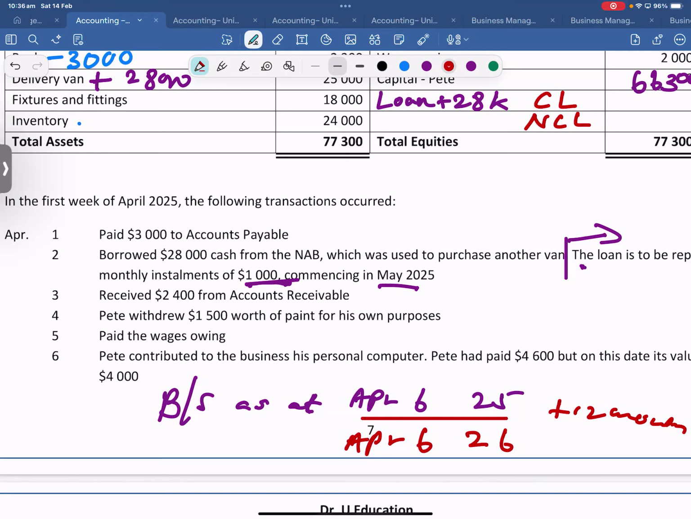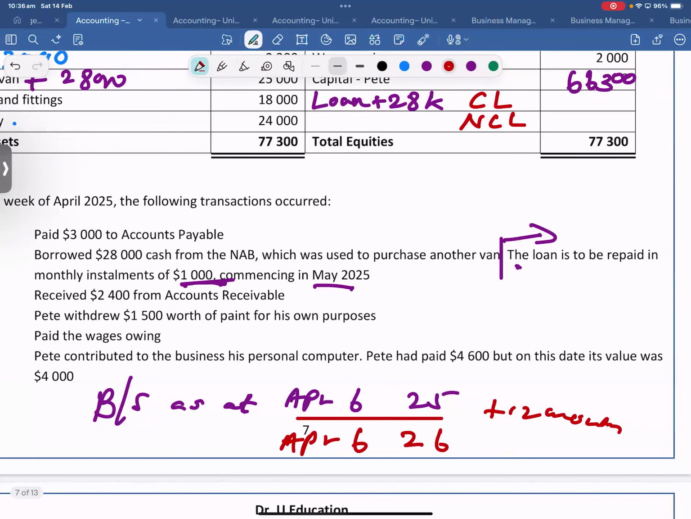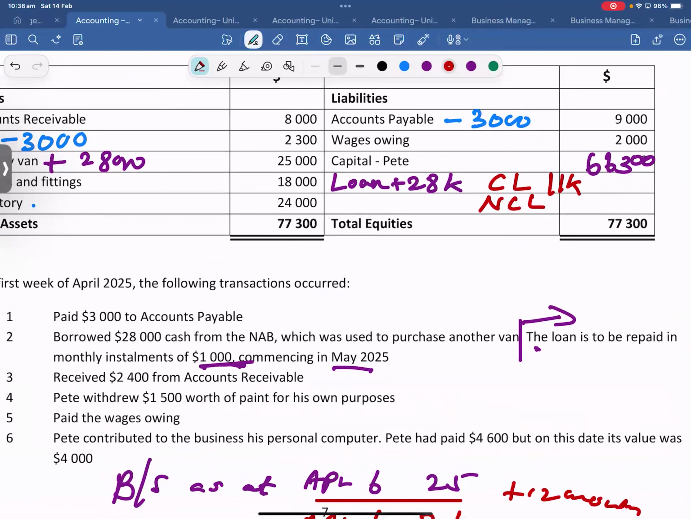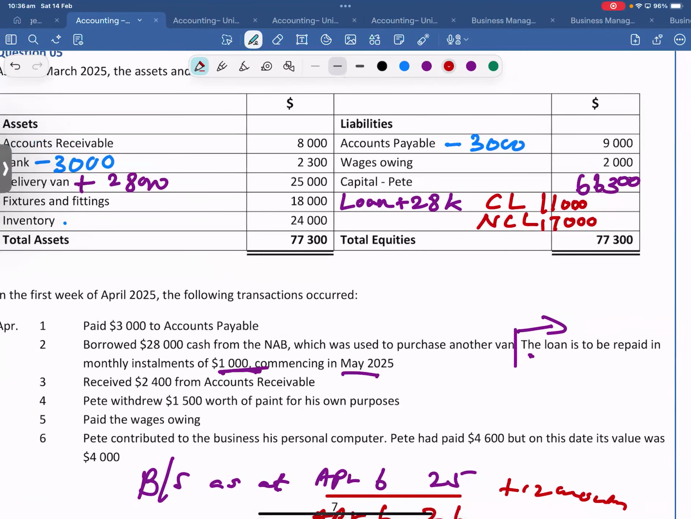payments. Meaning, how much is the current liability of the loan? 11,000. I'll write here 11K, and the rest is 17K. You can write anywhere because we are doing workings. Imagine this is the question paper, we are doing the workings on the question paper. Ironic, you know. Well, anyway, as long as it makes sense to you.